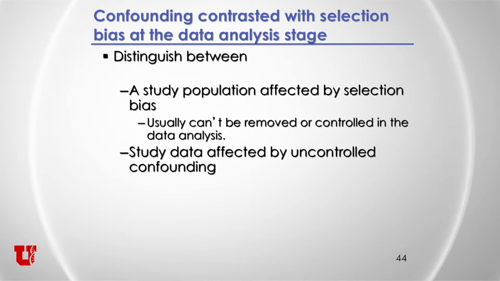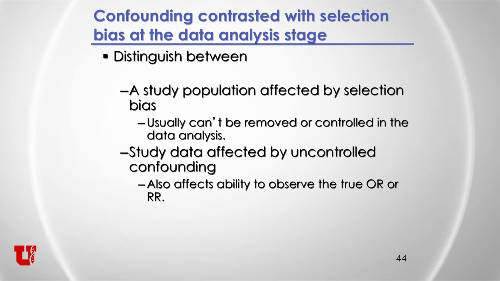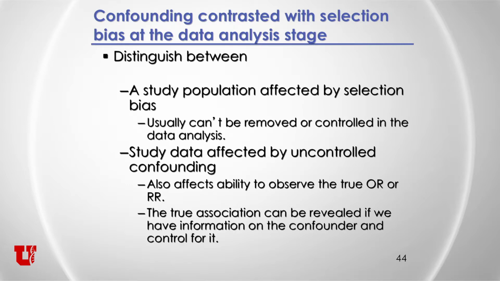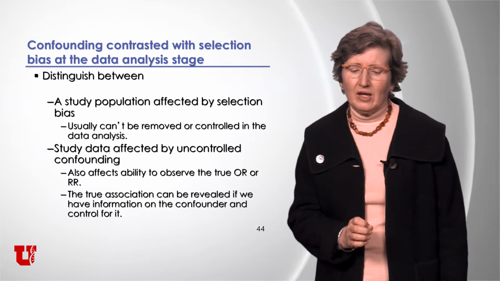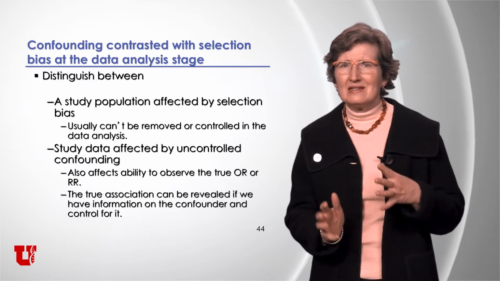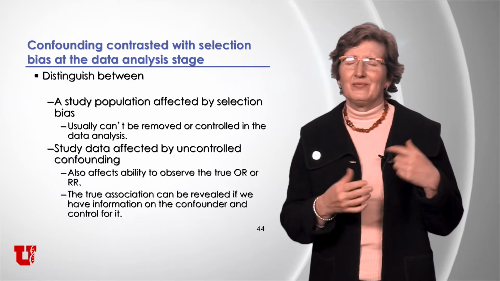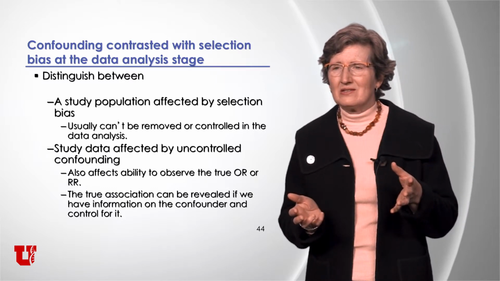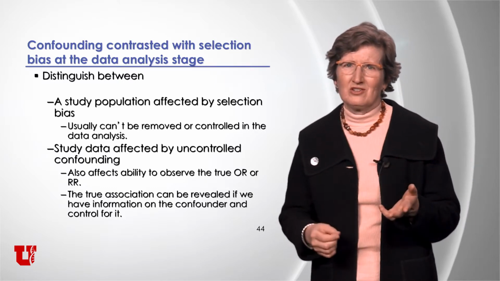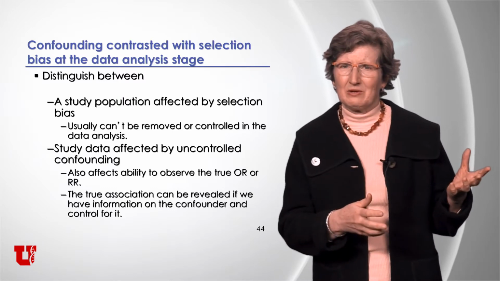If study data is affected by uncontrolled confounding, this also affects our ability to observe the true odds ratio or risk ratio. But the true association can be revealed if we have the information on the confounder and we control for it. So if you're getting to the stage of analyzing data and it suddenly occurs to you that there was a selection bias, you can't really say to your data analyst, oh, okay, so just adjust for selection bias. They don't have the data on the rest of the people.